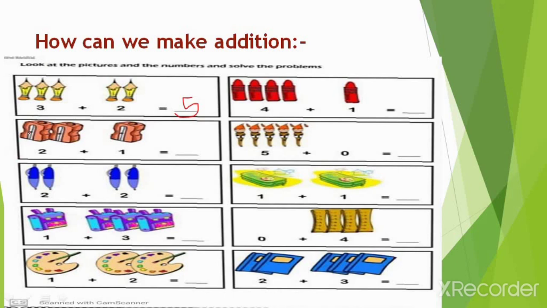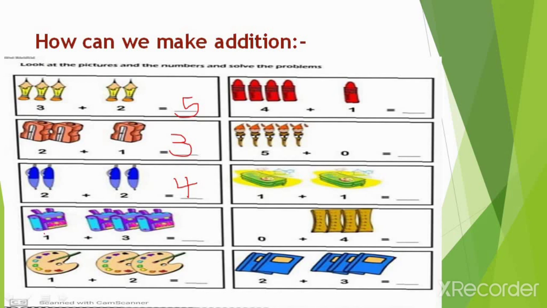Okay. Now adding 2 plus 1. Look, these are 2 sharpeners, 1 and 2. We are going to add one more, and at the end how many sharpeners will be there together? There are 3 sharpeners together. 2 plus 1 we get 3. Okay. 2 plus 2. Count all the objects together. 1, 2, 3 and 4. This is 4.